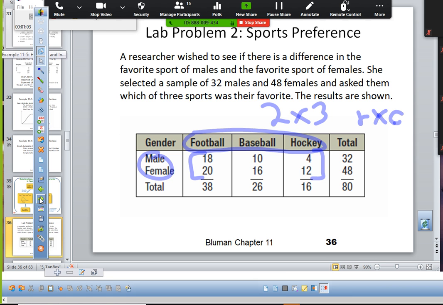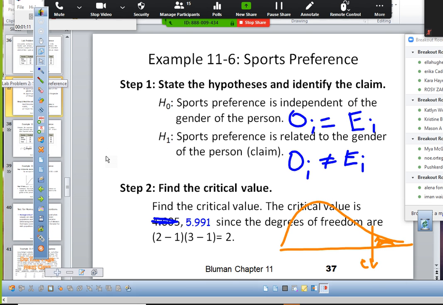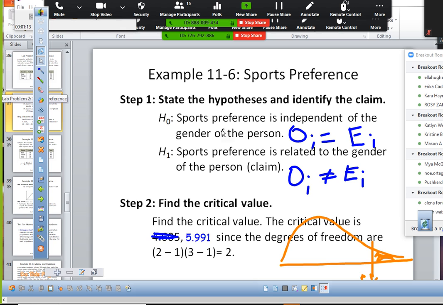So, well, then also saying our claim is H1? You could argue either one. You can either say that they argued that she said they were different. They're not the same, that it's related to the gender. Preference is related, right? They're different. It's related to the gender. In other words, her claim would be that it's not the same between men and women.